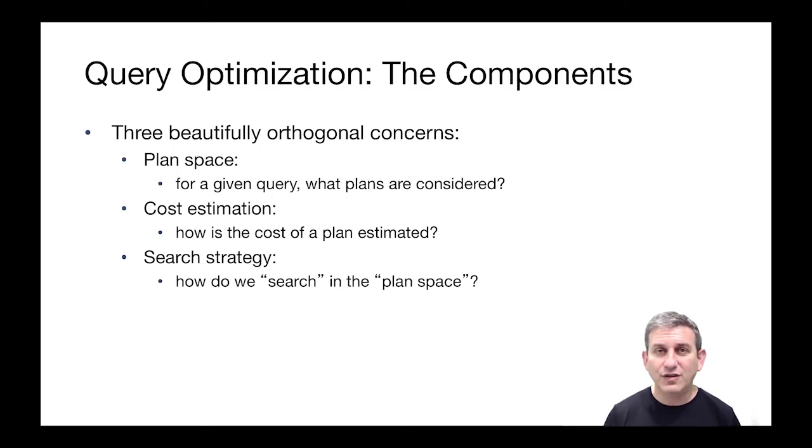And then our third concern is a search strategy. Given that we have this big plan space, and given that we can estimate the cost of each plan, how do we efficiently find the plan with the cheapest cost estimate in that plan space? So those are the three pieces of query optimization, and we're going to look through them one by one as we go through this next sequence of lectures.